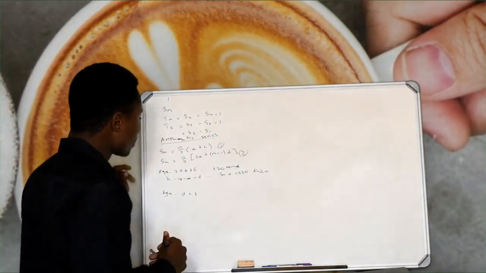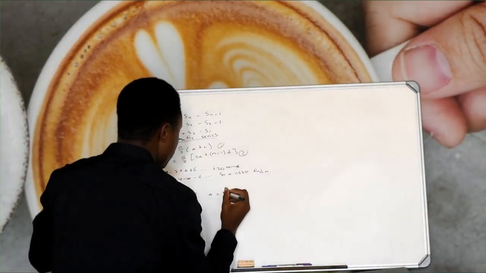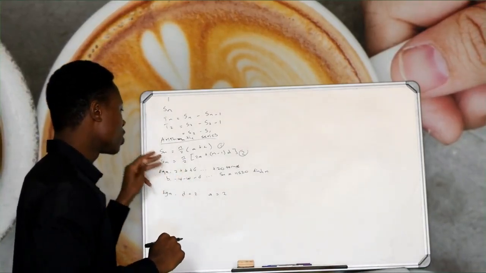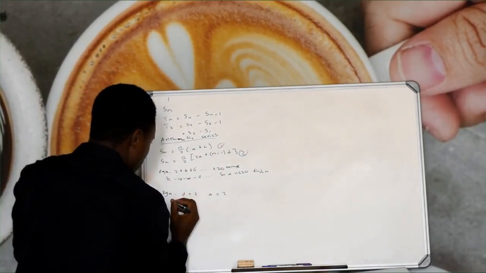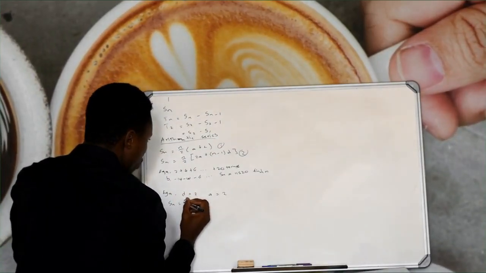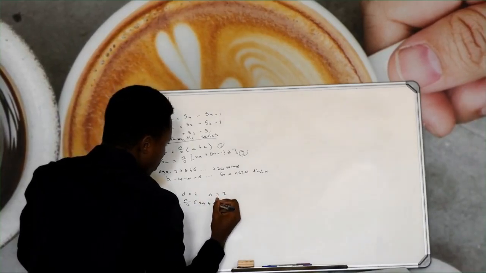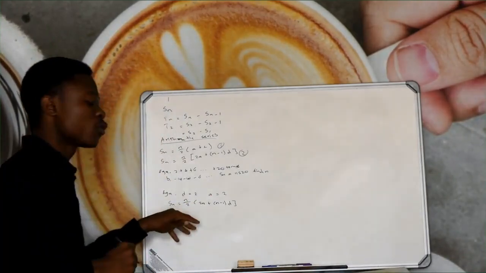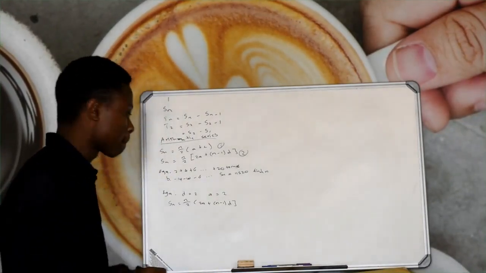Next, what's the next thing we're going on to? Now we want to know what A is. A is equal to 2. A is the first term. The first term is equal to 2. So now let's bring in the formula. Sn is equal to n over 2 times 2a plus n minus 1 multiplied by d. Why do we use this formula here? Because I don't know what the last term is. That's why I'm using this formula here.